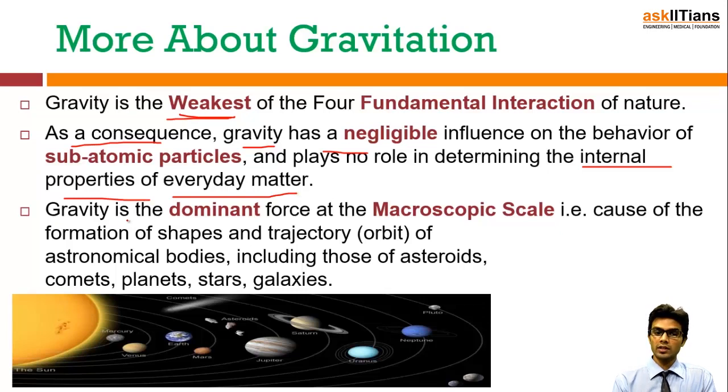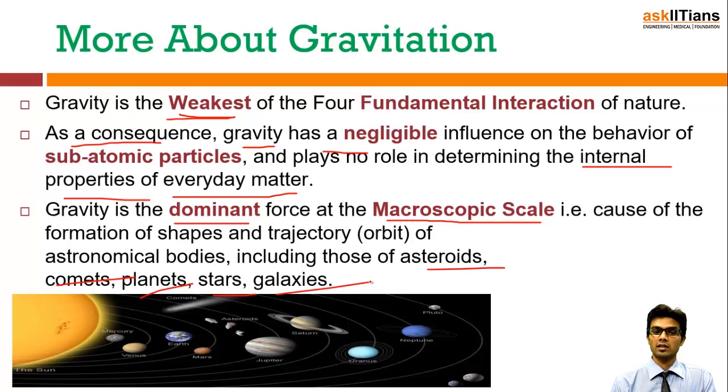Now, gravity is the dominant force at the macroscopic scale, that is the cause of the formation of shapes and trajectory orbits of the astronomical bodies including asteroids, comets, planets, stars, galaxies. So gravity plays a very important role in the case of macroscopic bodies like asteroids, comets, planets, stars, galaxies.